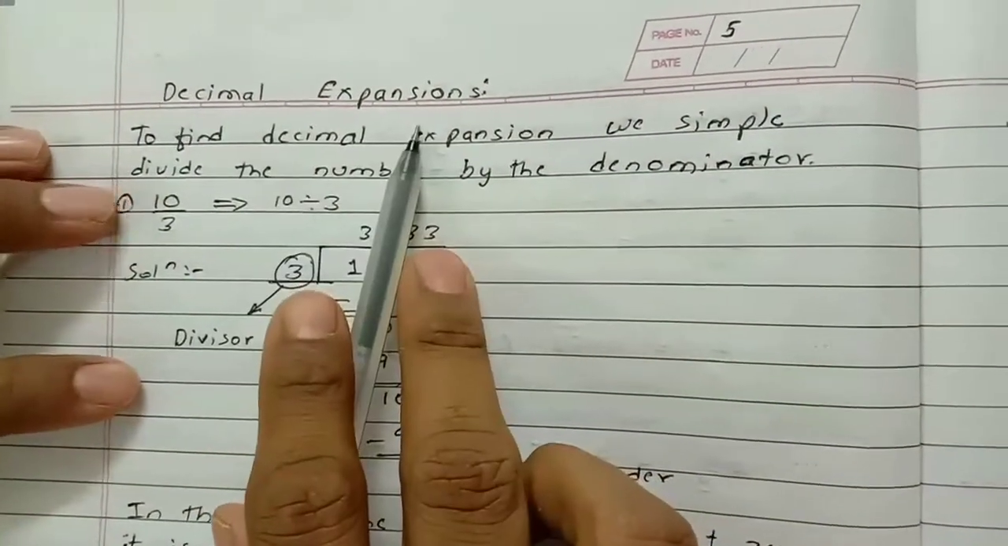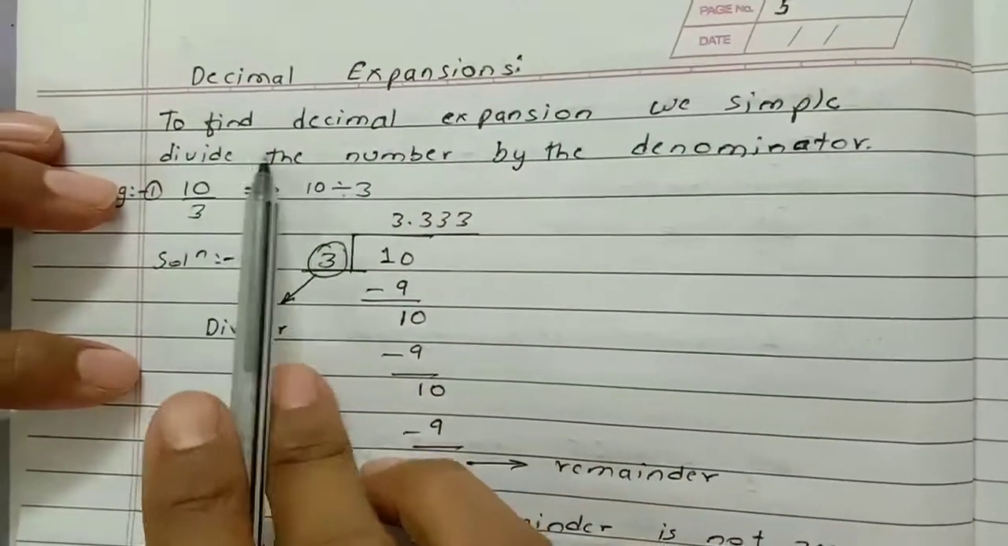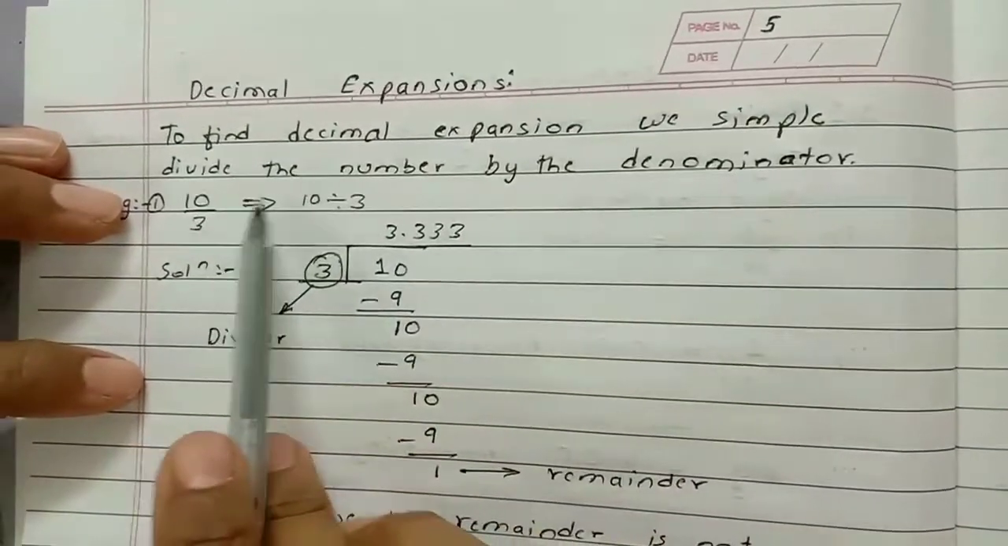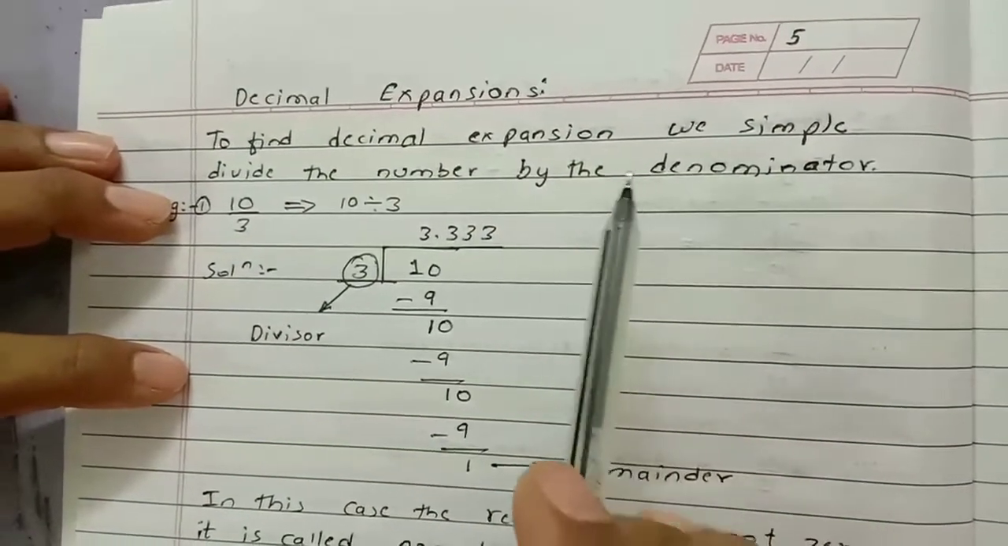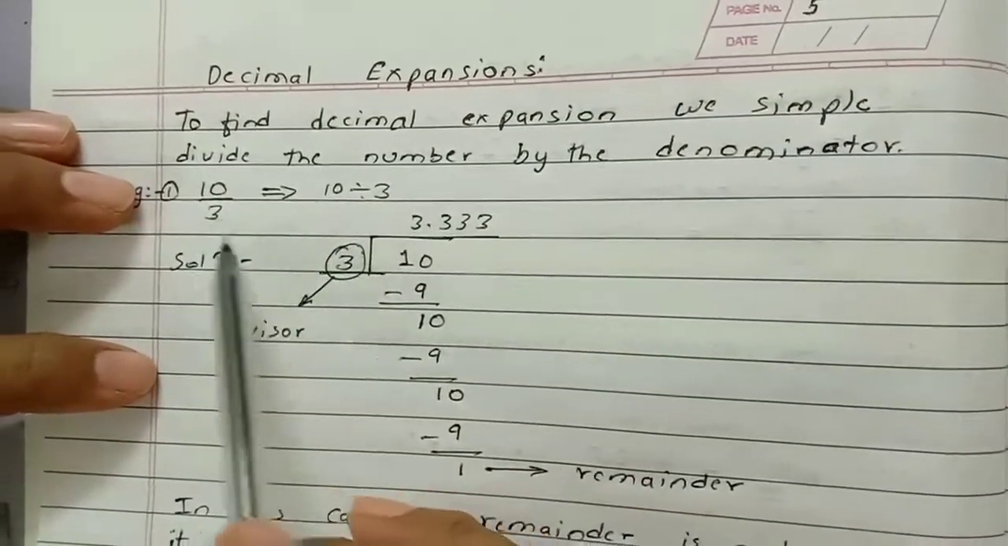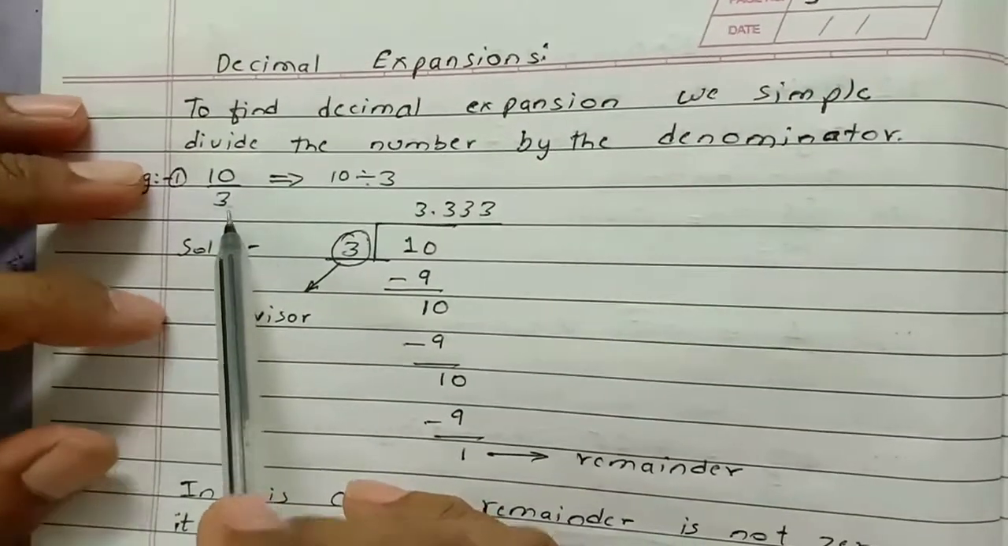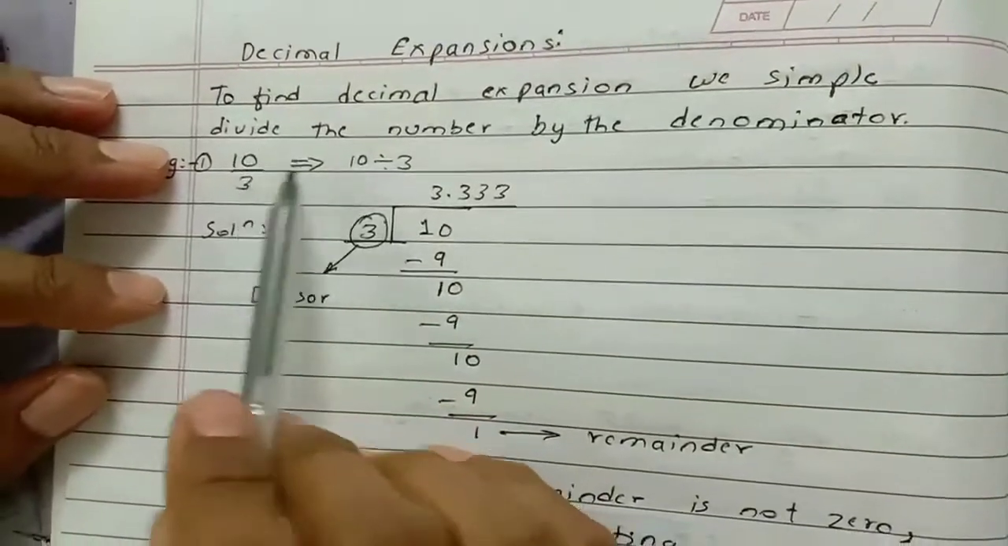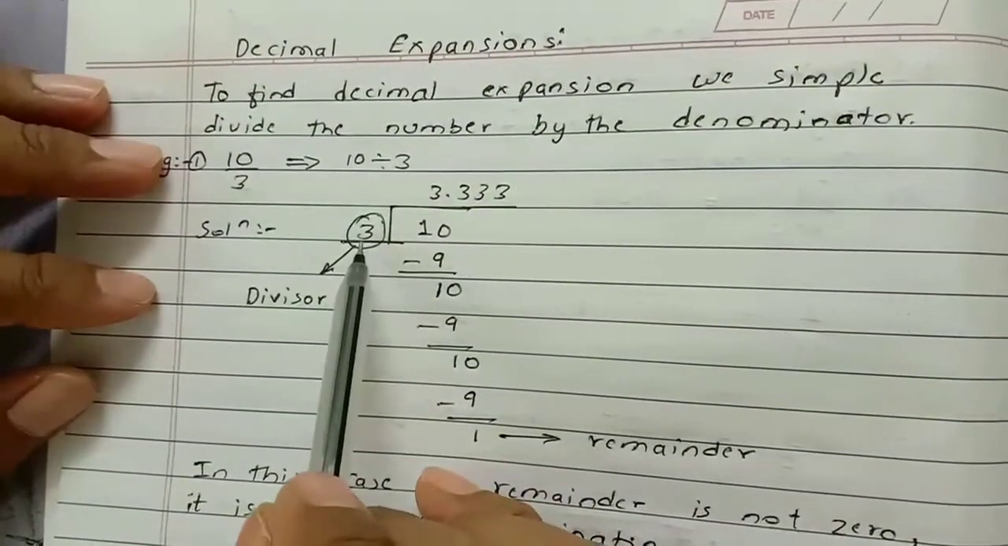What are decimal expansions? To find a decimal expansion, we simply divide the numerator by the denominator. This is the numerator, this is the denominator, and this is also called the divisor when we divide. So you have to divide 10 by 3.